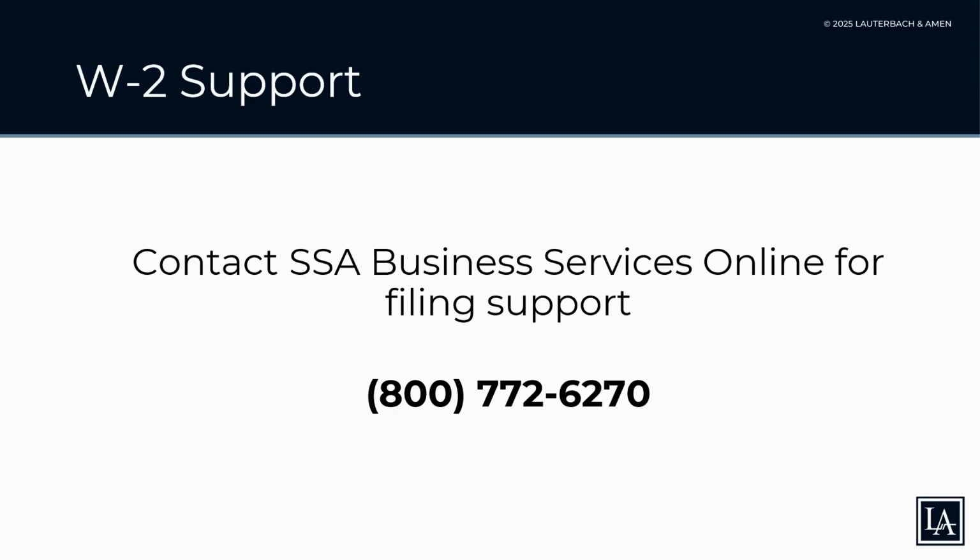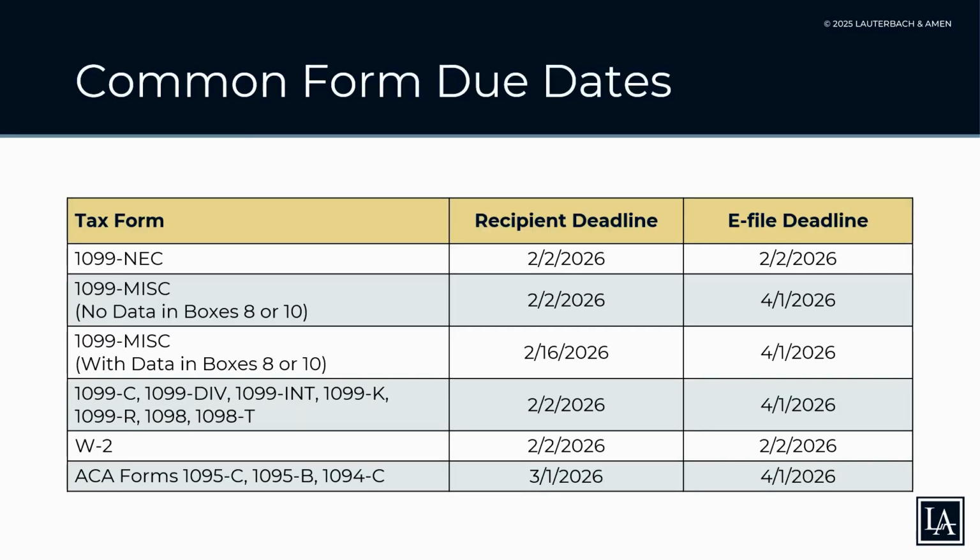And then I'll leave up here, time for one or two questions, and then we'll do a quick break. But I'll leave up the common form due dates for both of these. So you'll see it's February 2nd for a lot of them. But then that miscellaneous form, if it has data in boxes 8 or 10, then it's the 16th, February 16th this year. So there's the recipient and then the e-filing deadline. So I'll leave that up there. Any quick W-2 questions?